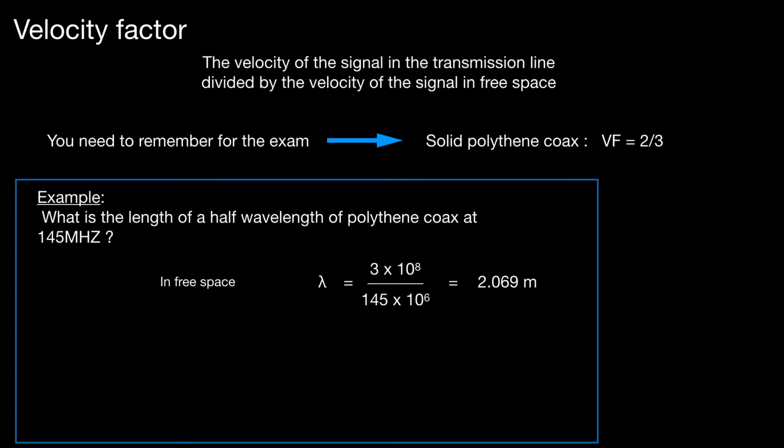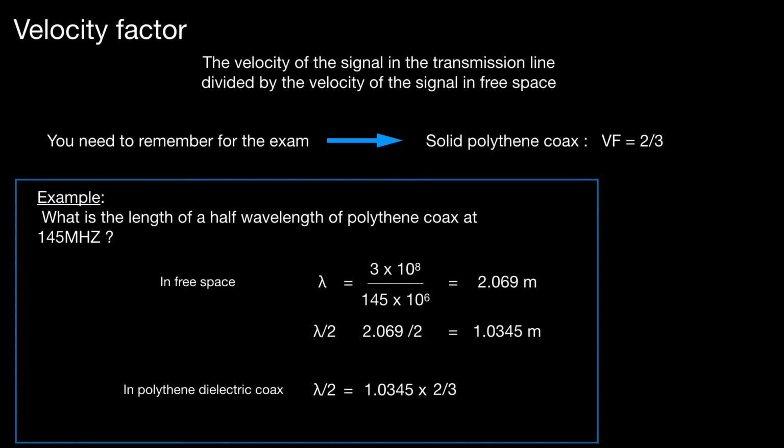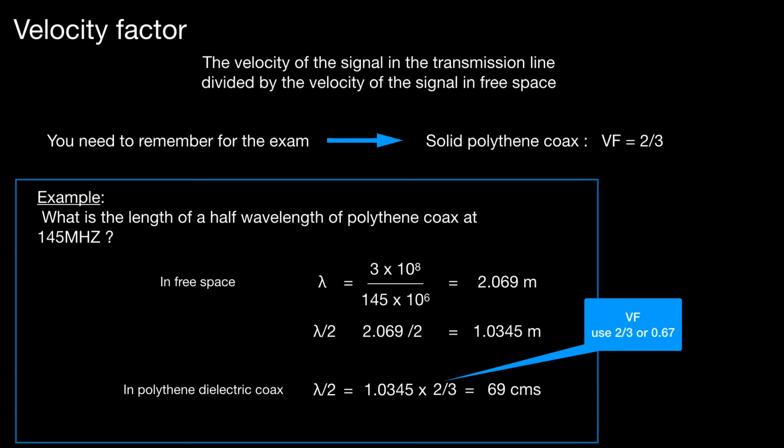Well, the question asks for a half a wavelength. So we simply divide that in half, and we get 1.0345 meters. But what is it in the polythene coax? Well, we multiply that 1.0345 times 2/3, in other words, the velocity factor. So you can either multiply by 2 and divide by 3 on your calculator, or you can multiply it by 0.66666 or 0.67, it doesn't matter. The multiple choices won't be close enough to cause confusion there. And the answer comes out to be 69 centimeters.